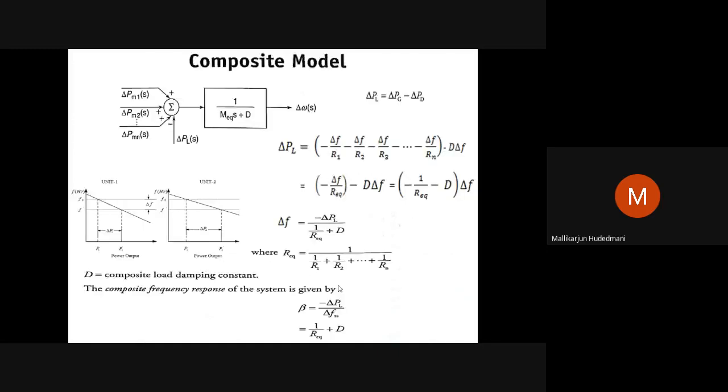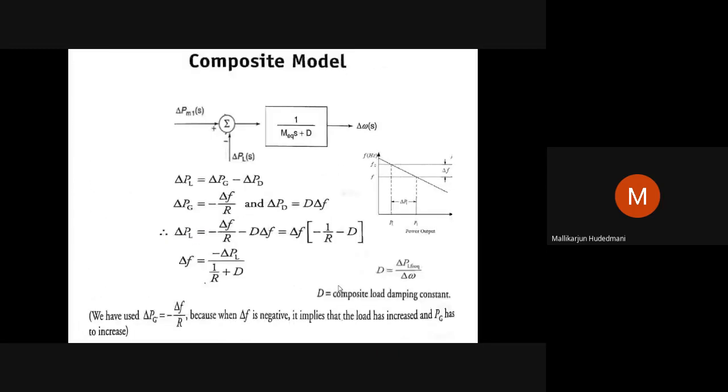Then I have a simple numerical example to revisit your understanding. When is a composite model studied in basics? In fact, this is studied as a single machine. When I have a single machine and want to calculate the change in frequency, the drop in frequency noticed, you require delta F. Then what is delta F? Delta F is minus delta PL divided by 1 by R plus D. How to compute this? See this example.